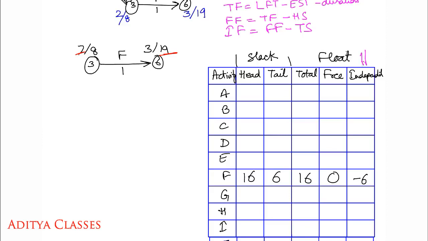Remember, only independent float can be negative. It is not necessary that it will be negative, but this is the only measure that can ever be negative. No other measure, be it head float, tail float, head slack, tail slack, total float, or free float, can be negative. Only independent float can be negative. If you have a negative in any of these ever, you have done something wrong. So just go ahead and rectify the errors. Now, in any case, we're done with F.